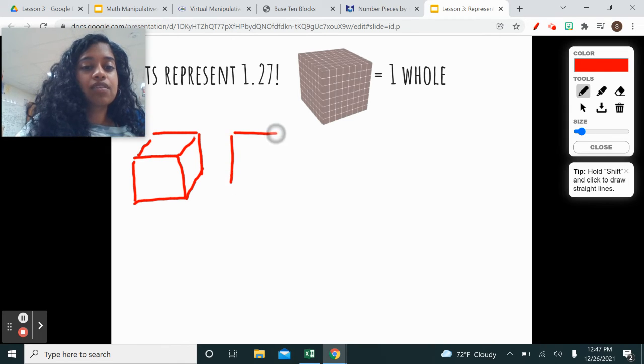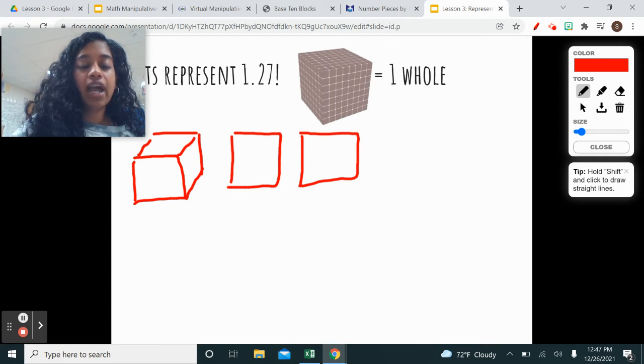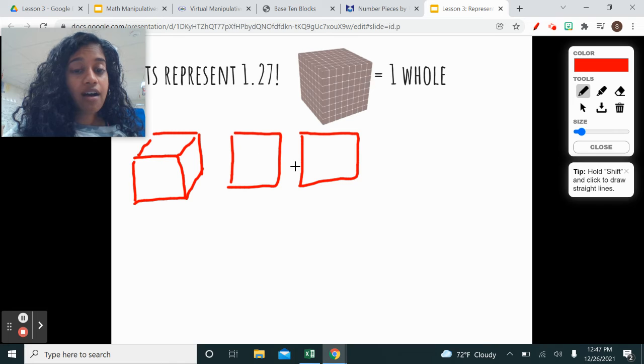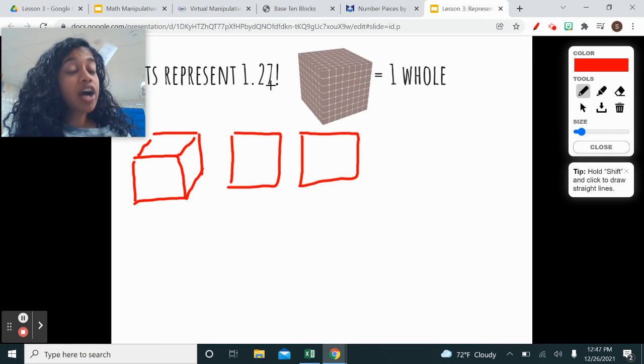So to represent our 2/10, we actually need to have a flat, and we need 2 of those. So I'm going to represent it like this. We have 2 flats. Now we have to go over to our next place value, which is our hundredths. So we have 7 hundredths.